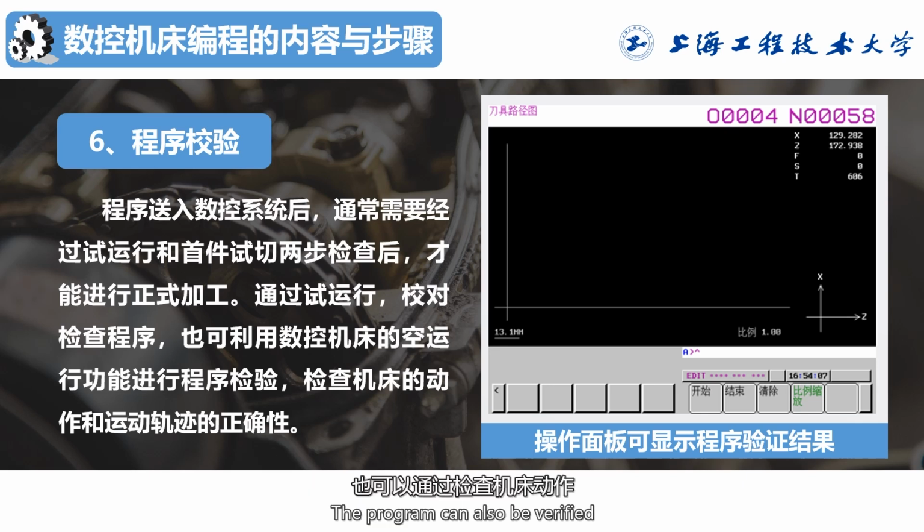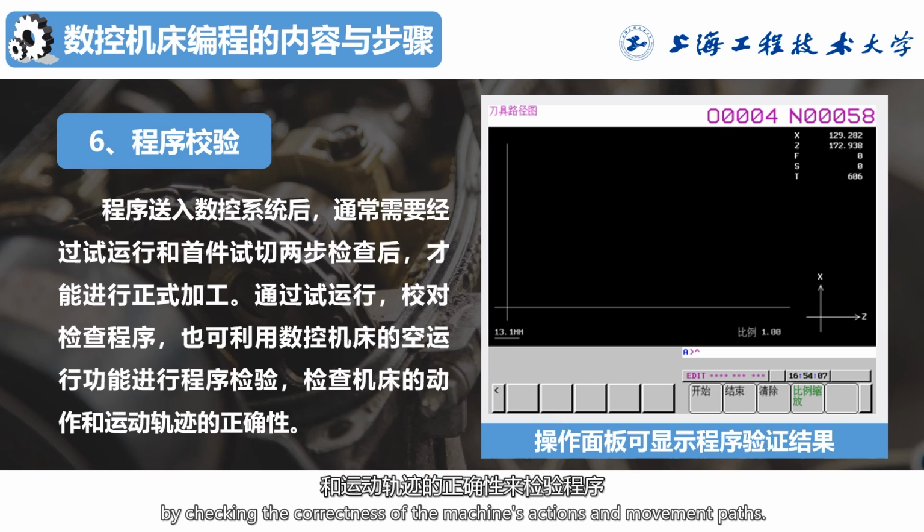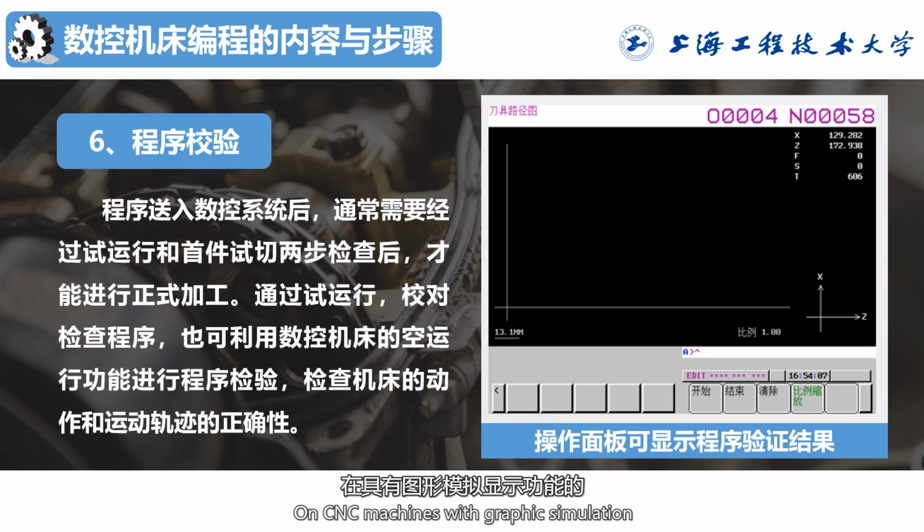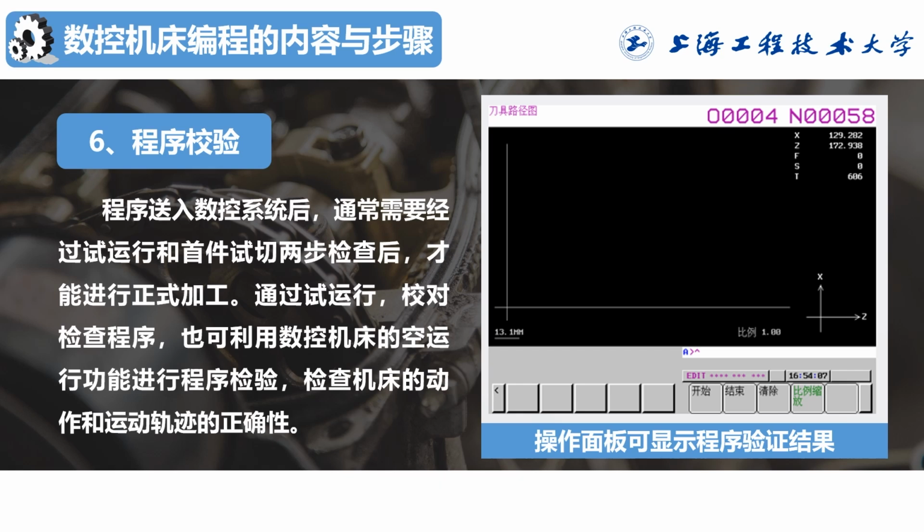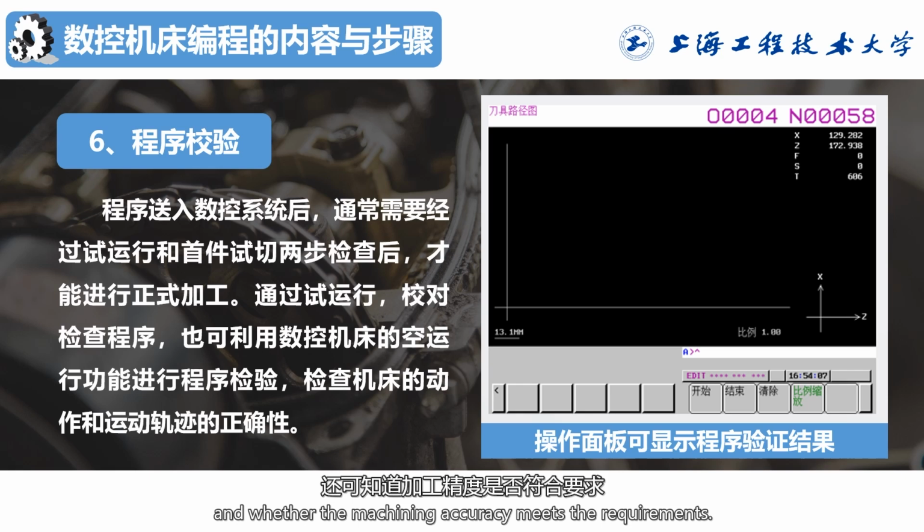The program can also be verified by checking the correctness of the machine's actions and movement path. On CNC machines with graphic simulation functions, the program can be checked by displaying the tool path or simulating the cutting process. For complex parts, materials like aluminum, plastic, or wax should be used for trial cutting. By checking the test piece, it is possible to confirm whether the program is correct and whether the machining accuracy meets the requirements.